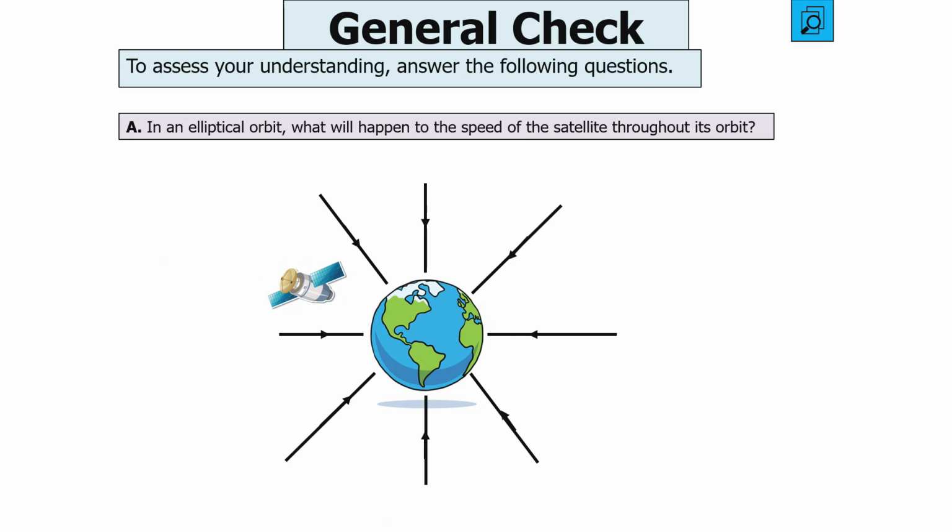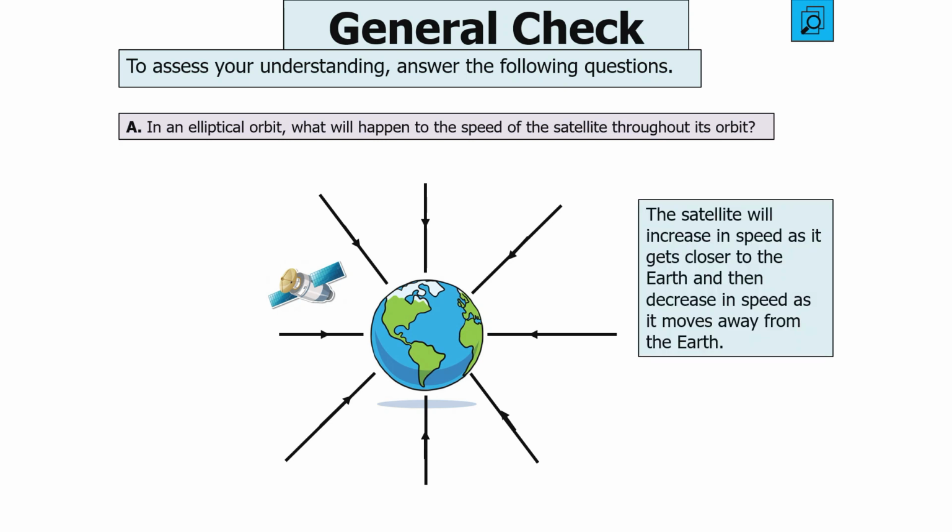In an elliptical orbit, what will happen to the speed of the satellite throughout its orbit? The satellite will increase in speed as it's getting closer to the Earth, and then decrease in speed as it moves away from the Earth.